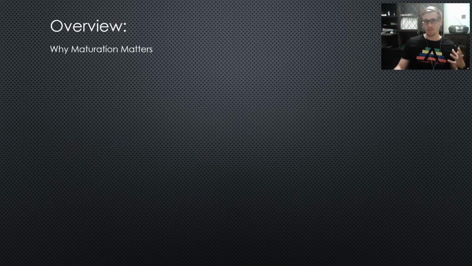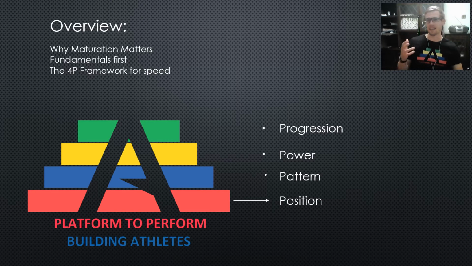So firstly, we're going to talk about why maturation matters. This is the stage or how biologically old a child is. Next, we're going to talk about what fundamentals you should be looking for in your youth athletes and what these actually are. And finally, I'm going to discuss my 4P framework for developing speed and tell you which areas of your speed training you should be prioritizing at any given time.